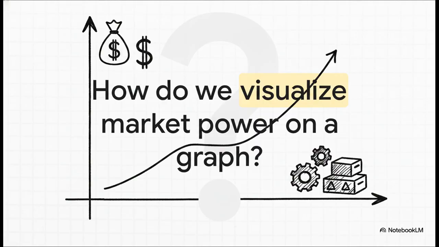So, to kick things off, I want you to build a mental graph right along with me. Picture a totally blank canvas. In economics, whenever we want to map out market power, we always start with two simple lines. On our vertical axis, the y-axis, going straight up and down, we're measuring price. And on our horizontal axis, the x-axis, going left to right, we're measuring output, which is just the quantity of goods sold. Everything we discuss today is going to happen right here, in this space between price and output.